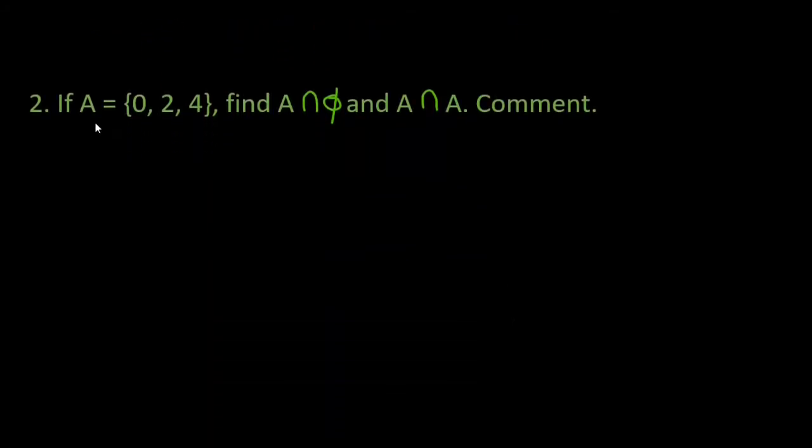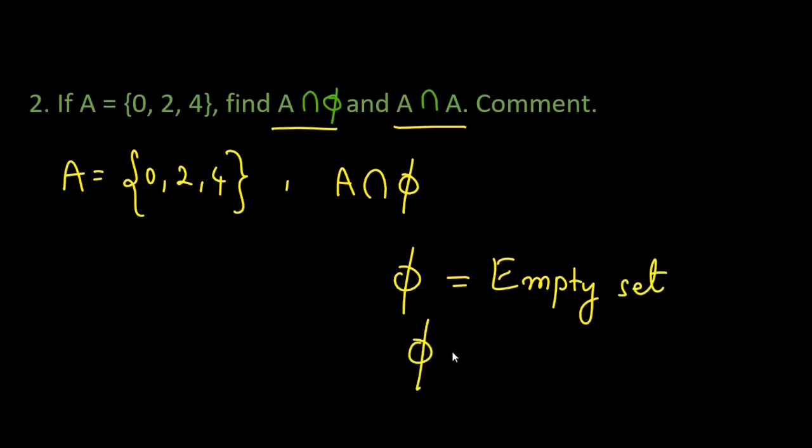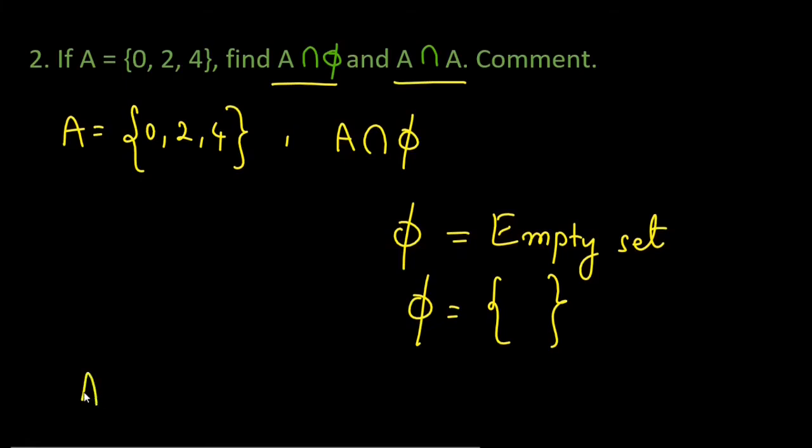Now let us go to the second one. If set A is equal to {0, 2, 4}, find A intersection φ and A intersection A. So given that A is equal to {0, 2, 4}, we have to find A intersection φ. φ is the empty set. Empty set means there is no element in that set.